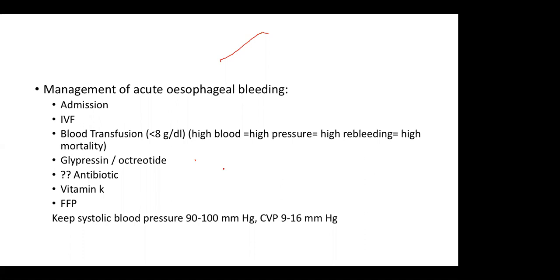Antibiotic use is controversial in a lot of papers. Those who suggest using an antibiotic think that it will reduce infection, and infection is associated with recurrent bleeding. Also ensure vitamin K and fresh frozen plasma as needed. The blood pressure should be controlled within a range, for example systolic pressure between 90 to 100 or 90 to 110, and a central venous pressure between 9 to 16 millimeters of mercury.